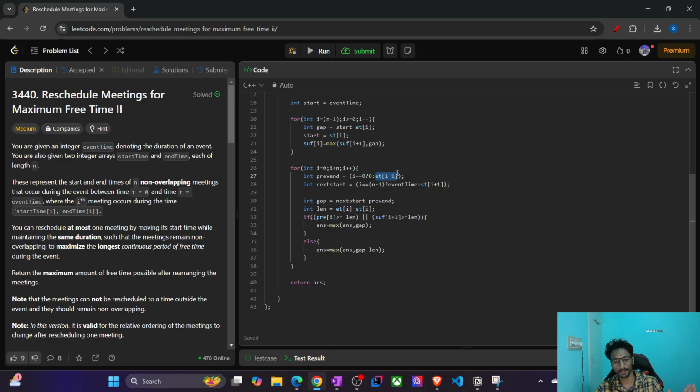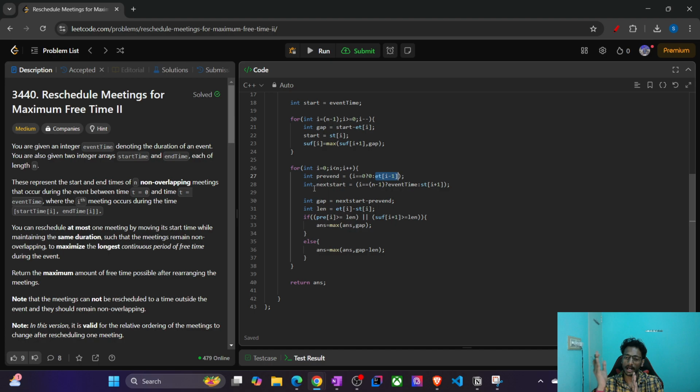Right, so this is for the previous event, and for the next event, suppose I am in the middle, at index I. If there is an I minus 1, then the ending time will be the ending time of the I minus 1. Else, if there is no previous event, suppose I is 0, the first event, then the ending time will be 0. Got it?